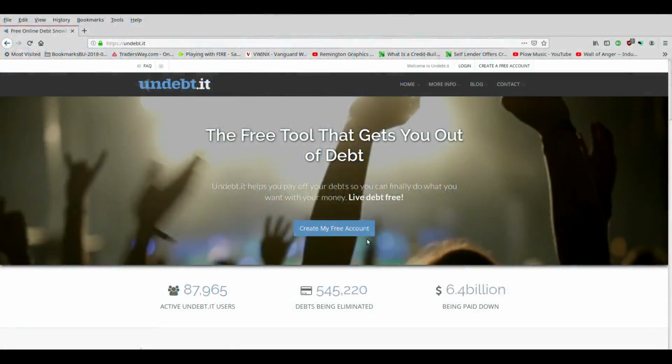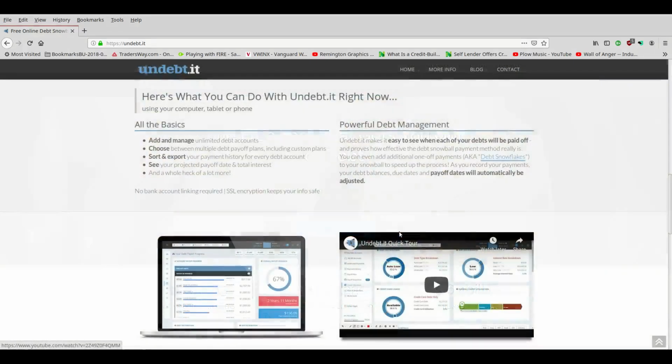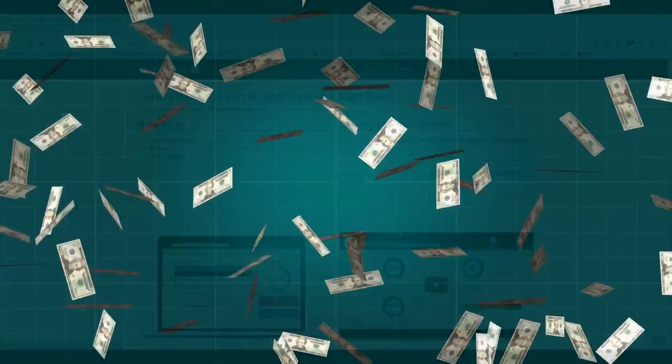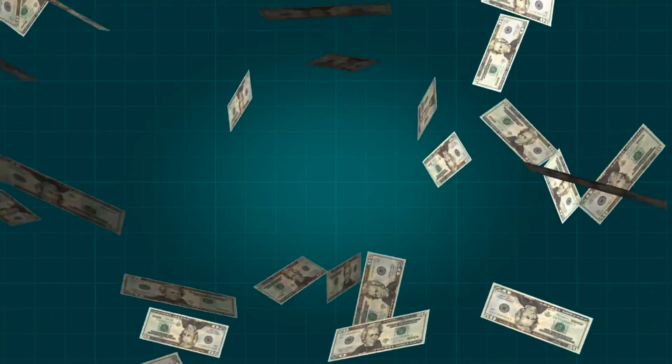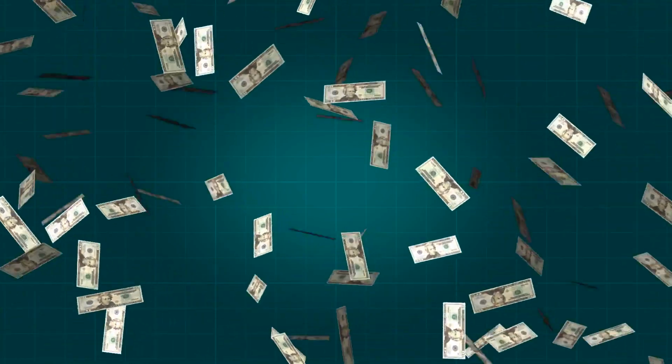It's always a good idea to use a tool like Undead IT, which is where I'm getting these slides from, using your actual debt numbers to see which of these strategies will work for you. The important thing is to get debt-free so you can devote your time, mental energy, and creative efforts to enriching yourself first rather than enriching bankers first.